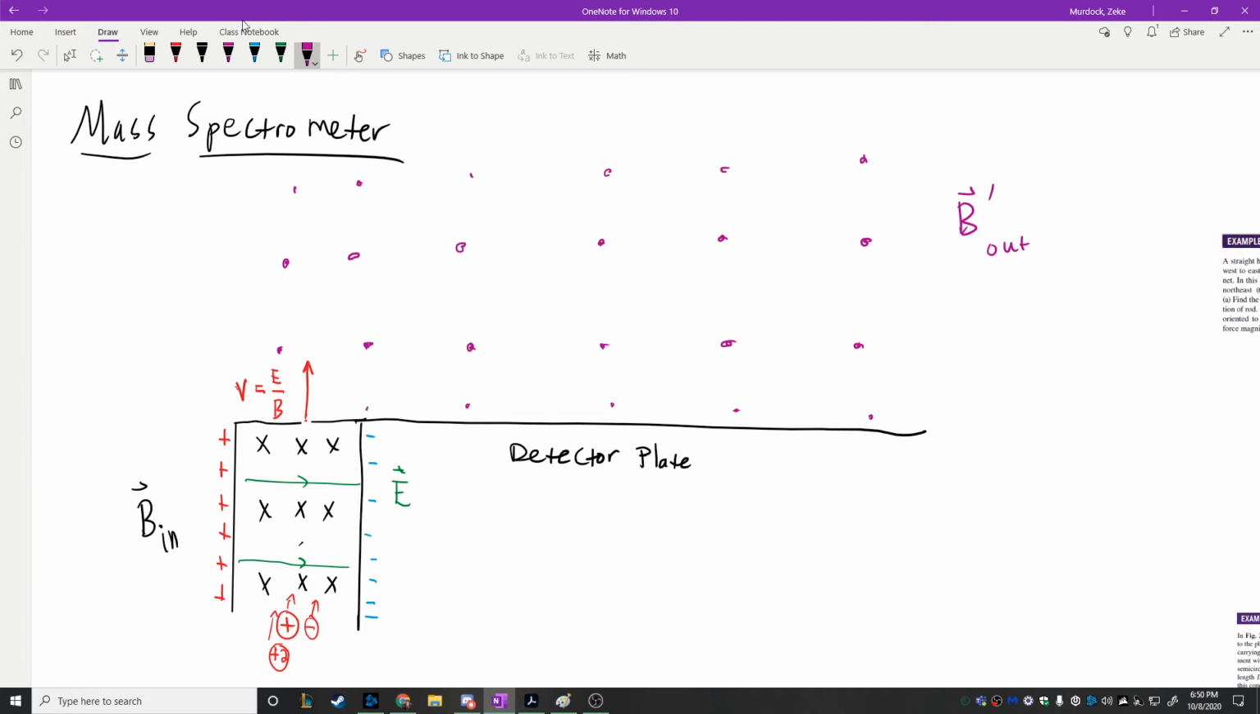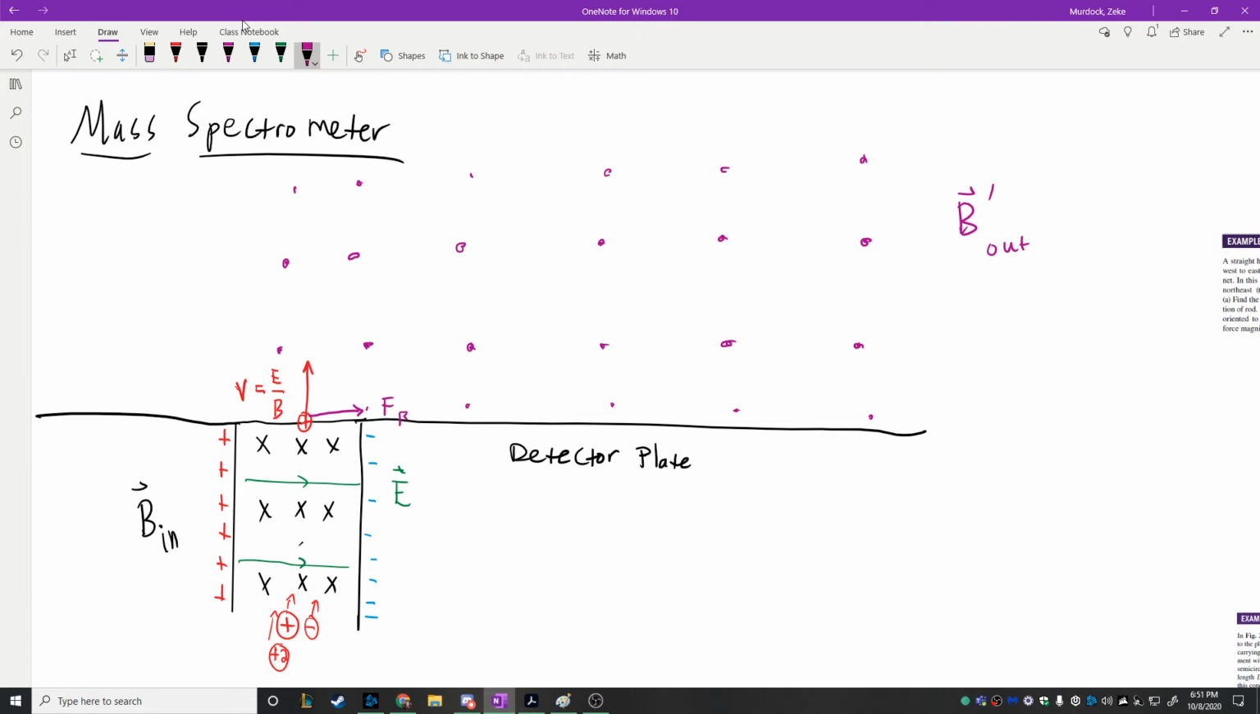So now, if we have a positively charged particle, I should extend this plate so it can go both ways, actually. If I have a positively charged particle that comes out of here, what's the direction of the magnetic force on that particle going to be when it comes right out like this? Again, you can use the right-hand rule. Point your fingers in the direction of the velocity. Curl them to the magnetic field. To the right, yeah.